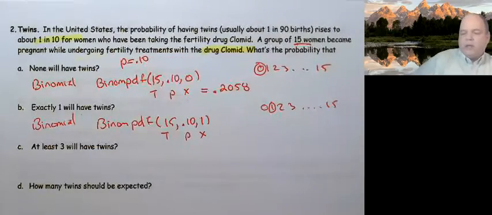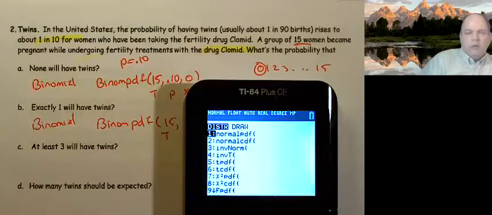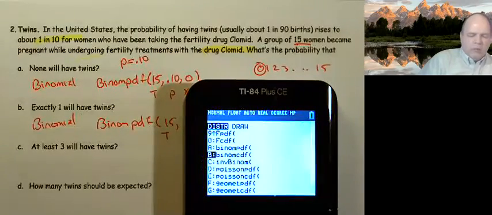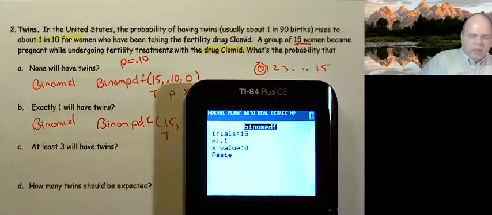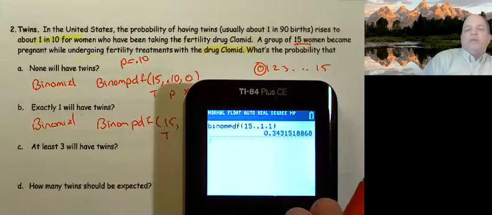Keep grabbing the wrong calculator. Second vars, binomial PDF, 15, probability is 0.1, just change my X value to a 1. And the probability that there is exactly 1 is 0.3431.